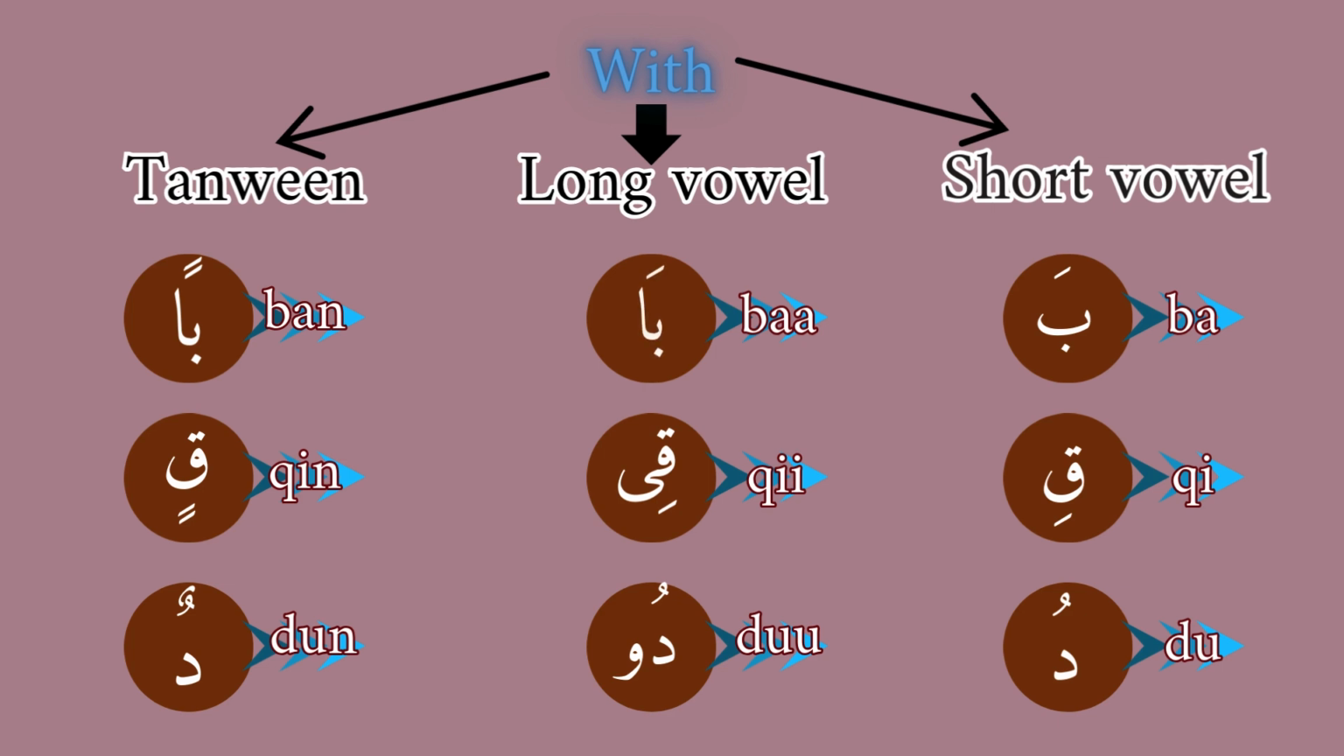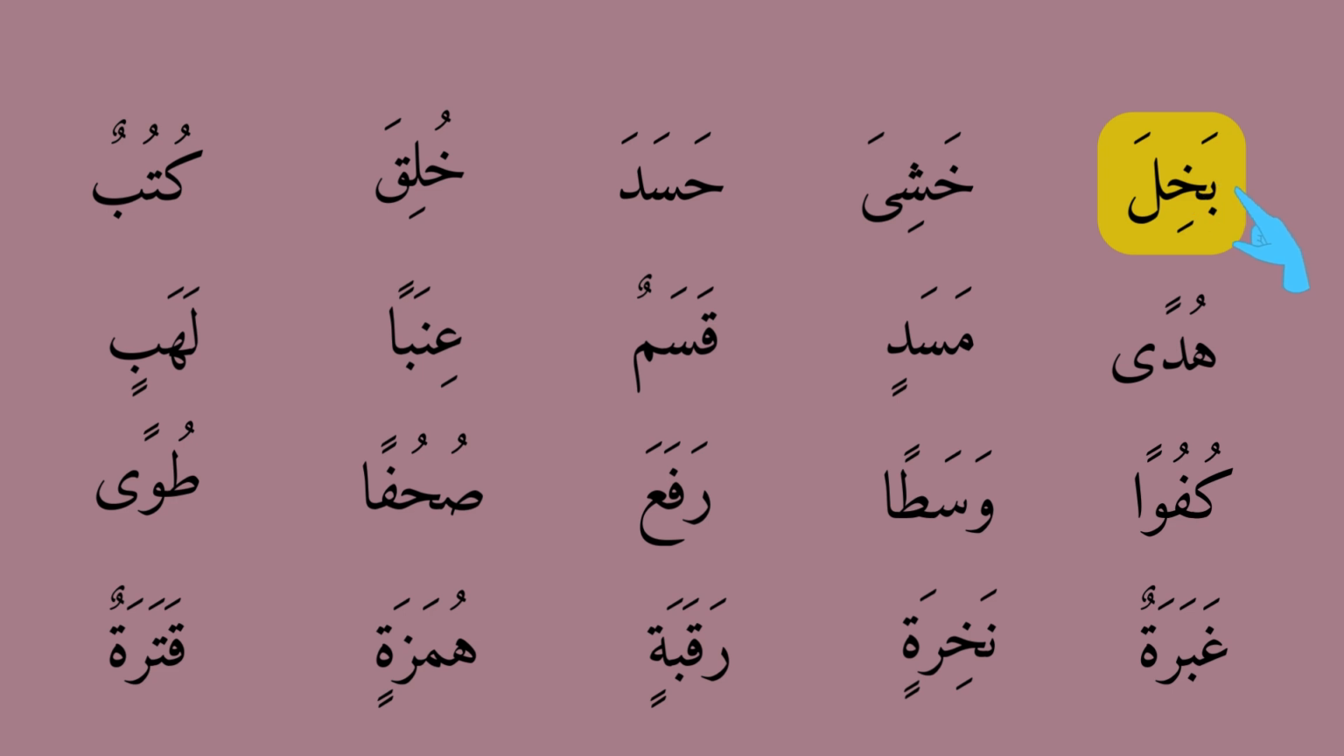MashaAllah, very good. Now, let's try reading words with harakat and tanween mark. So here on the screen you're seeing some words. Let's try reading one by one. The first is in the yellow background. First letter is ba with the fatha. So the sound is ba. The next letter is kha with the kasra. So the sound is khi. The third letter is lam with the fatha.